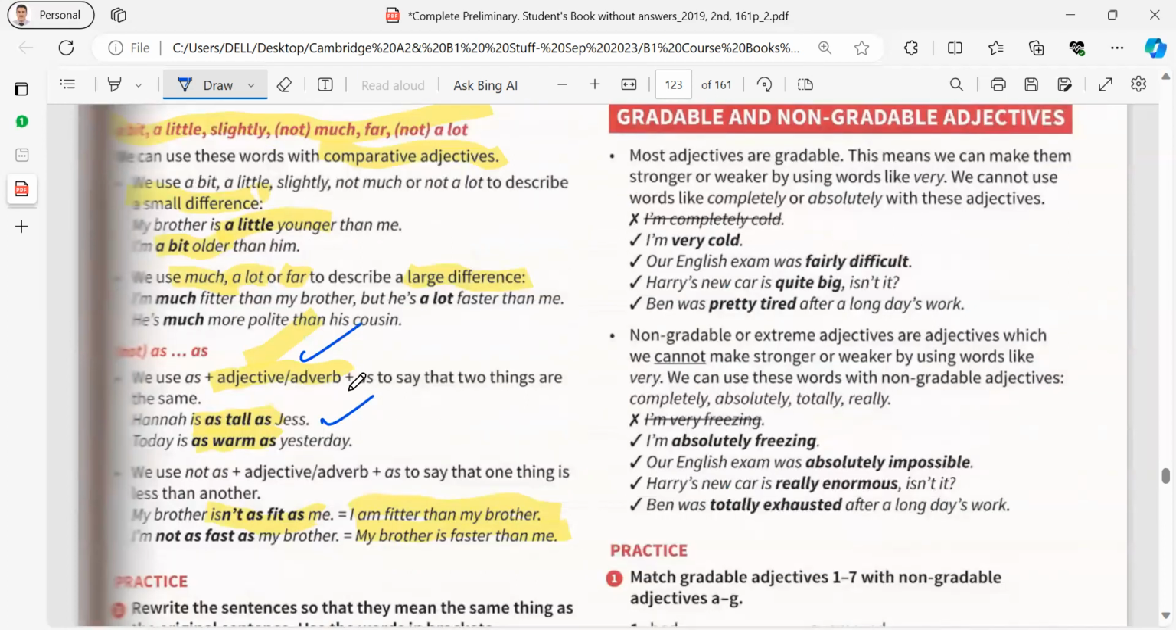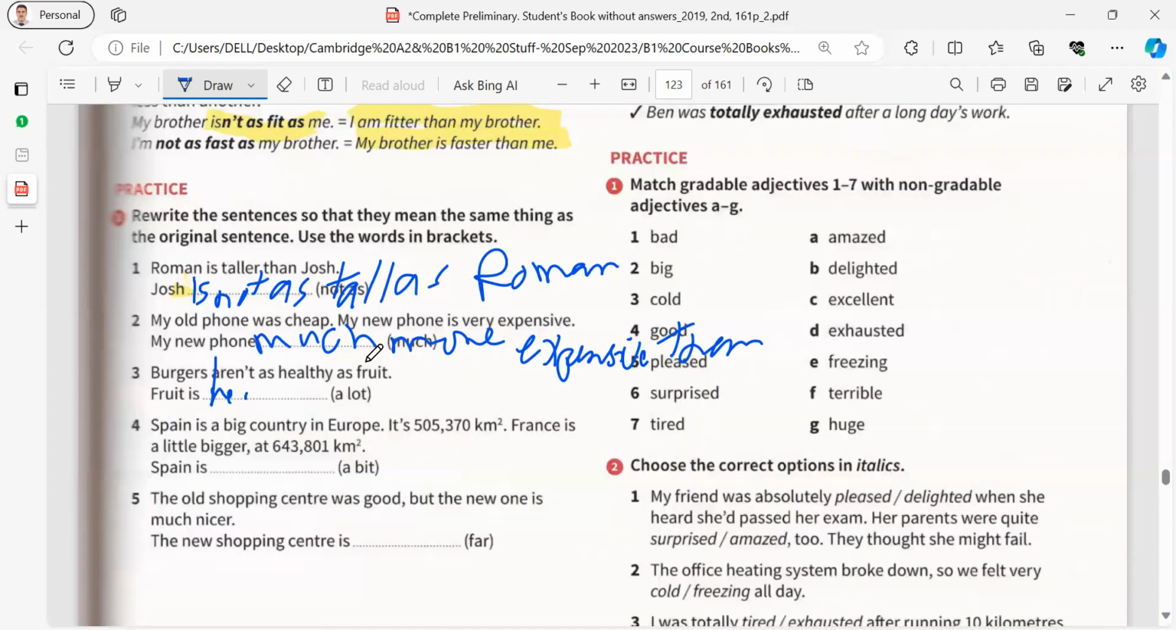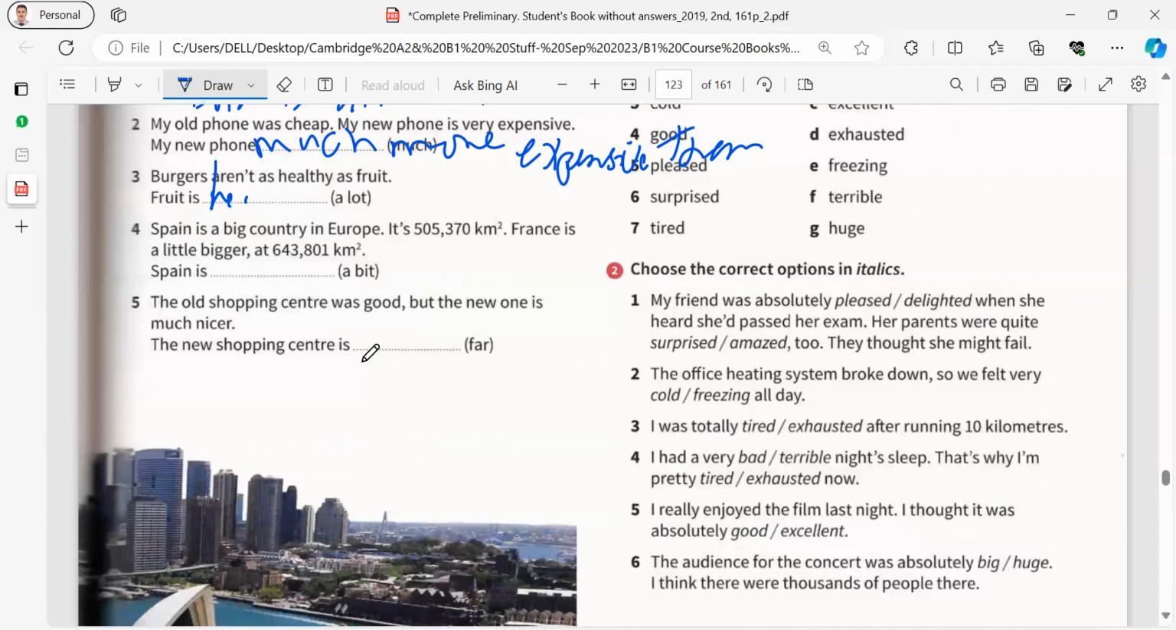Okay, Nawaf. So a lot healthier than burgers. Yes, than burgers. So fruit is healthier, a lot. Or you can say a lot healthier. You can use it here before the adjective: a lot healthier than burgers. What about number four?